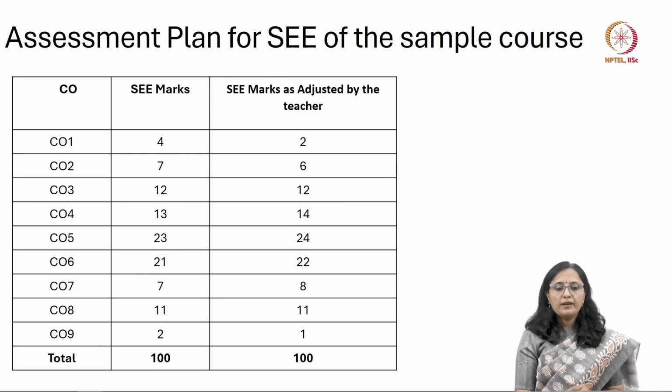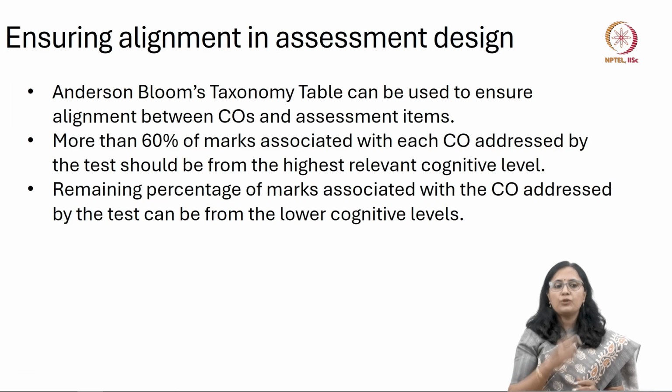After that, the next question is, how do we ensure alignment in the assessment design? In this case also, we take help of Anderson-Bloom's taxonomy table, and it helps us to ensure the alignment between the course outcomes and the assessment items.